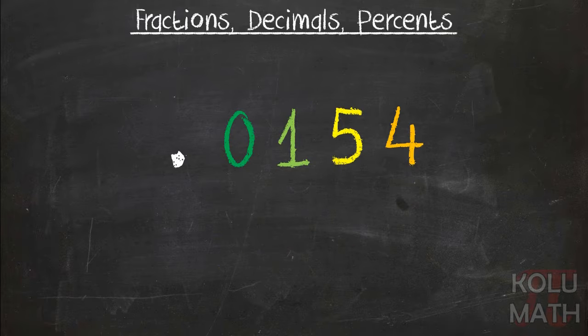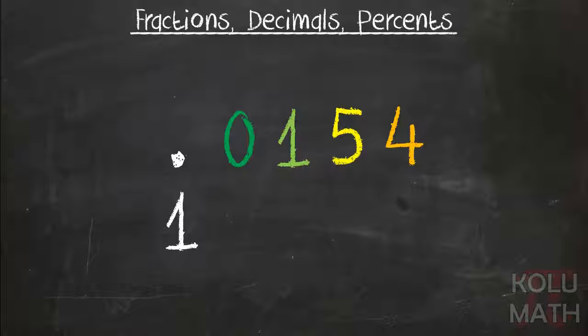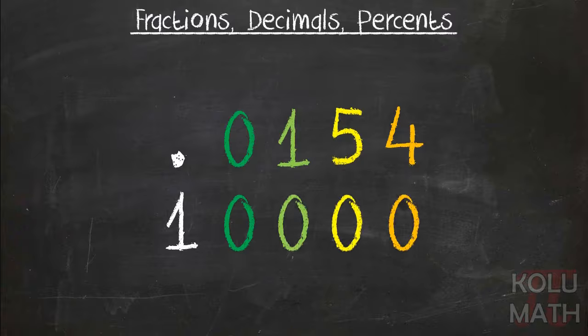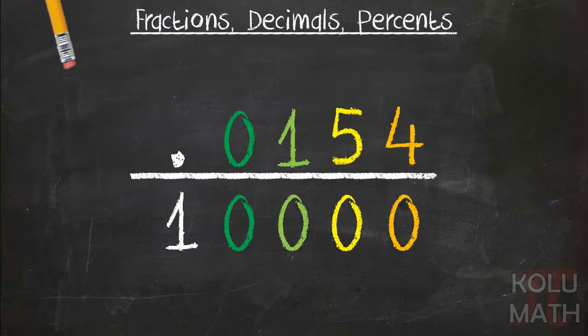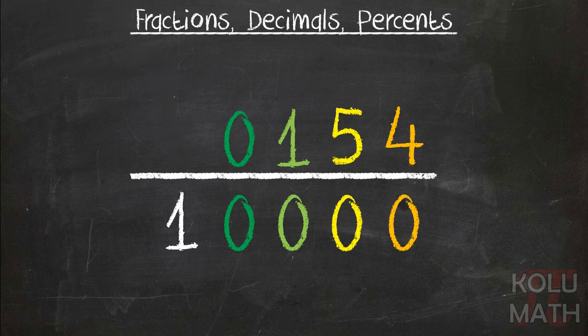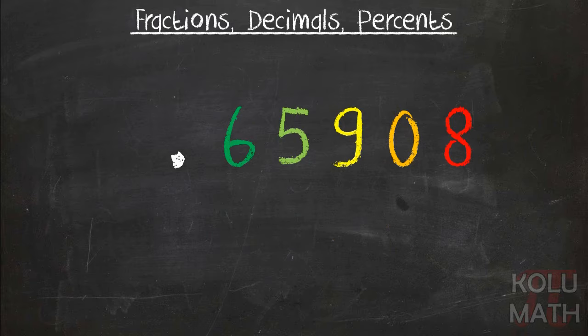The first thing you want to do is write the number 1 under the decimal. Then, for every other number you have in the decimal, write a 0 underneath it. Draw a line to separate the two, remove the decimal point, and hey, look what I've got. A fraction, 154 out of 10,000. Not bad, huh? It works with other decimals too.